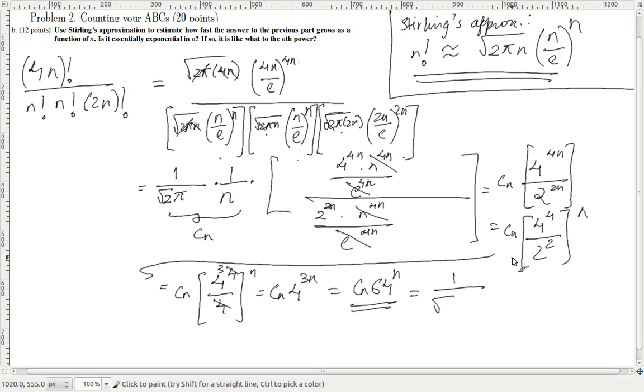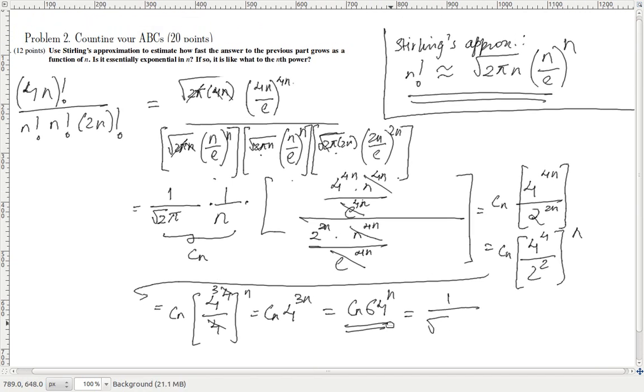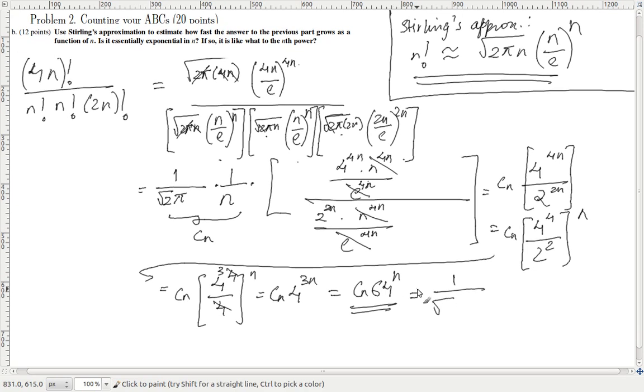So it's root 2 times pi n times 64 to the n. Now the question asks, is this an exponential? Rather, it asks, is it essentially an exponential? We see that this n term doesn't stand a chance against 64 to the n when n becomes a very large number, right? So this is in fact essentially an exponential.